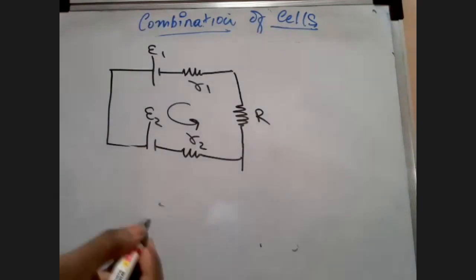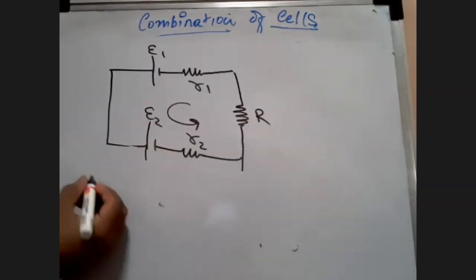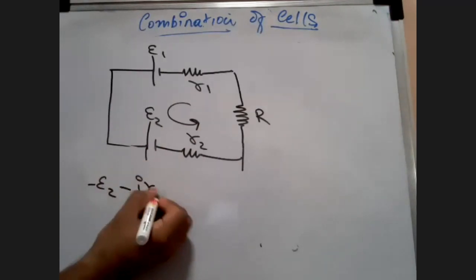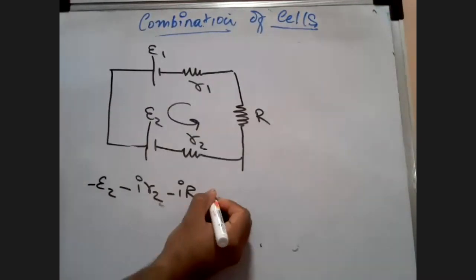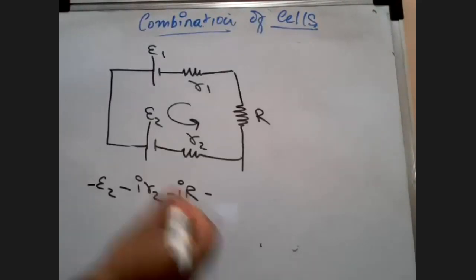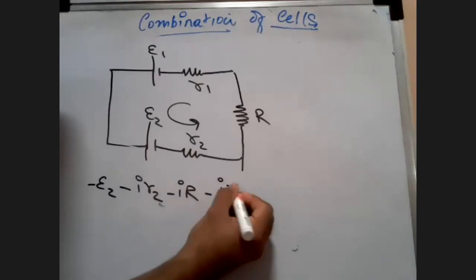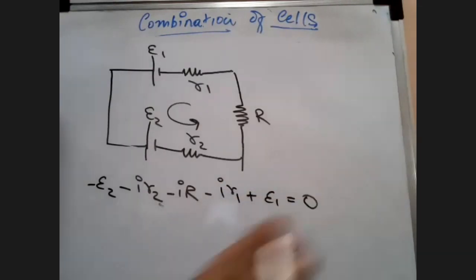It is again going to be the same thing, nothing much. Just start anti-clockwise. With epsilon 2, it will be minus epsilon 2 minus I times R2, minus I times R. I hope you all are understanding this and my voice is audible. You all can tell me the equation also, no problem. Minus I times R1. And then it's going to be plus epsilon 1 equals 0.